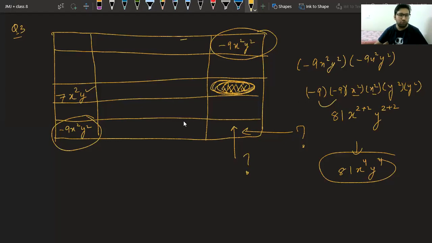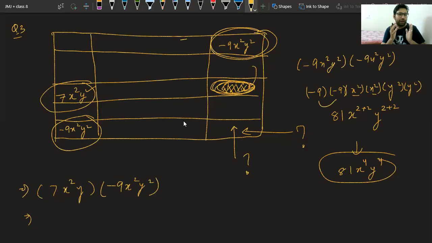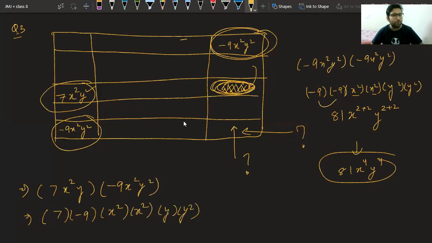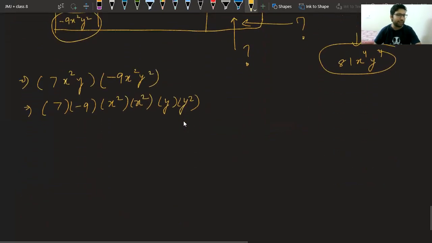Please see, we have to multiply this number and this monomial to get this answer. So let us find 7x square y multiplied with minus 9x square y square. I have told you the way. You will try to write the like terms together. So 7 and minus 9, x square and x square, multiplying y and y square. Now please check where you have done the mistake, class.